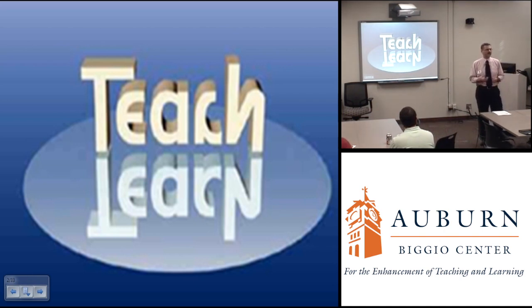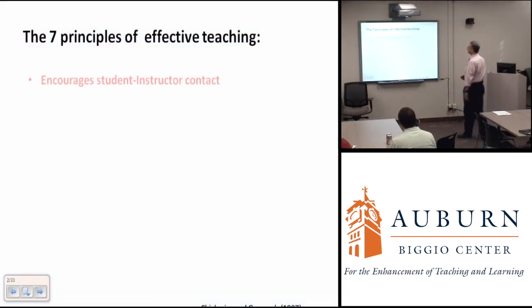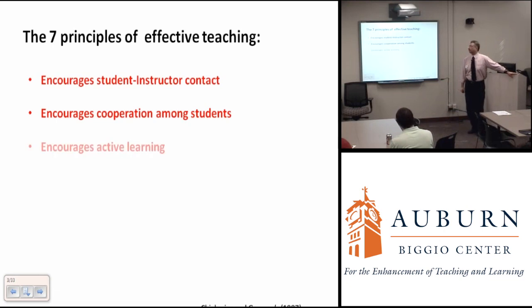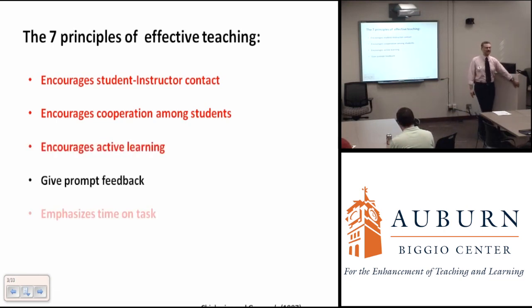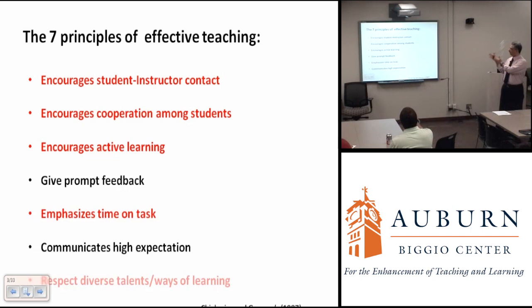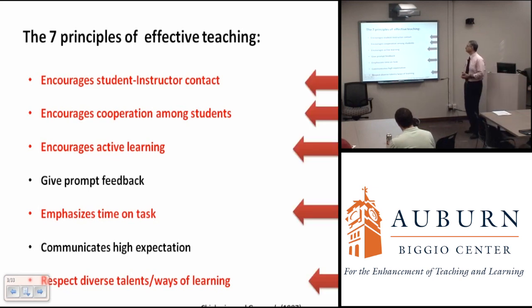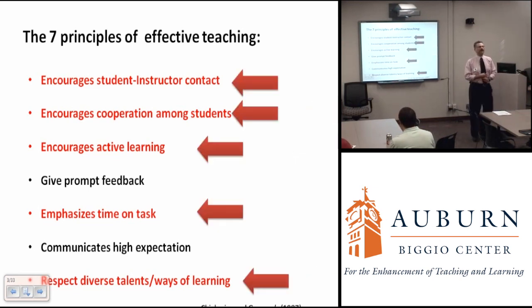Any ideas? Has anybody heard about the Chickering and Gamson 1987 Seven Principles of Effective Teaching? Anybody? Well, I'll give you a hint. The seven principles: to have effective teaching, you have to encourage student-instructor contact, encourage student-student contact, engage students in active learning, give prompt feedback, emphasize time on task, communicate expectations, and respect diversity. I'm not going to go over these today, but if you look at them, you will find that five or six of those talk about interaction or being active.